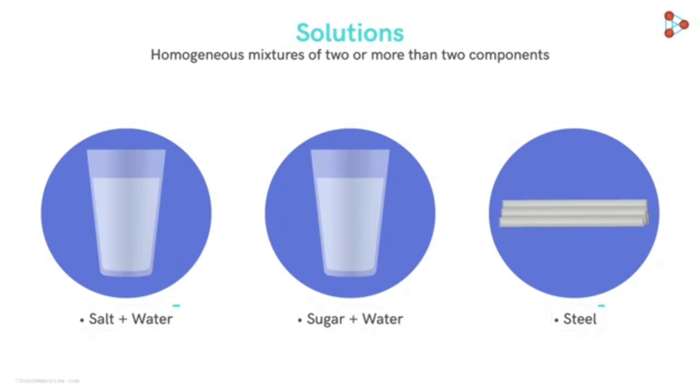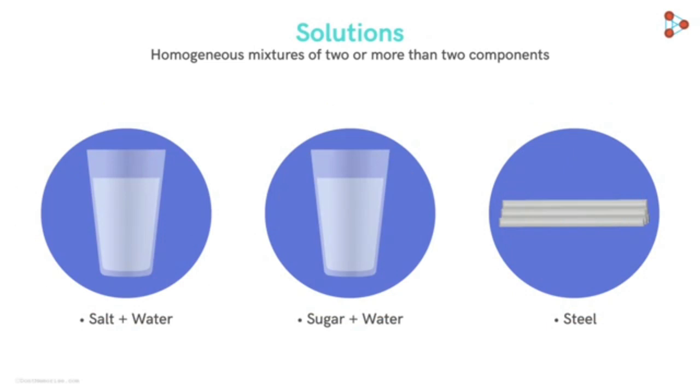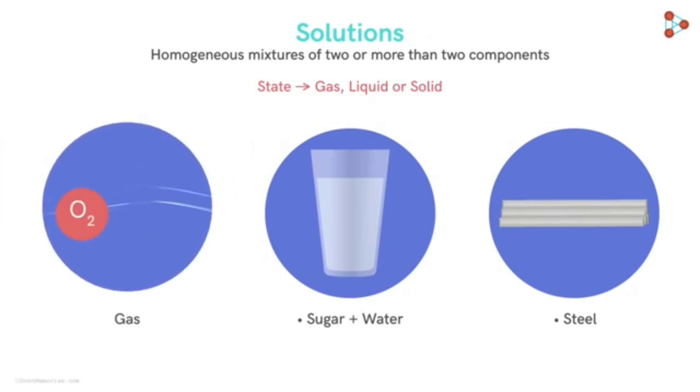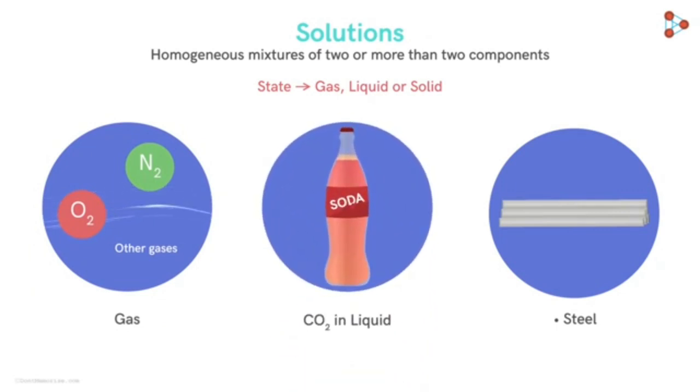But wait, as we saw before, we usually think that solutions are always in liquid state. But here we mentioned that steel is a solution. Yes, solutions need not always be in a liquid state. They can be in any of the 3 states of matter, that is gas, liquid or solid. For example, air, which is a mixture of oxygen, nitrogen and other gases. Another one is carbon dioxide in the soft drinks, where the gas is dissolved in the liquid. So a solution can be in any of the three states of matter.